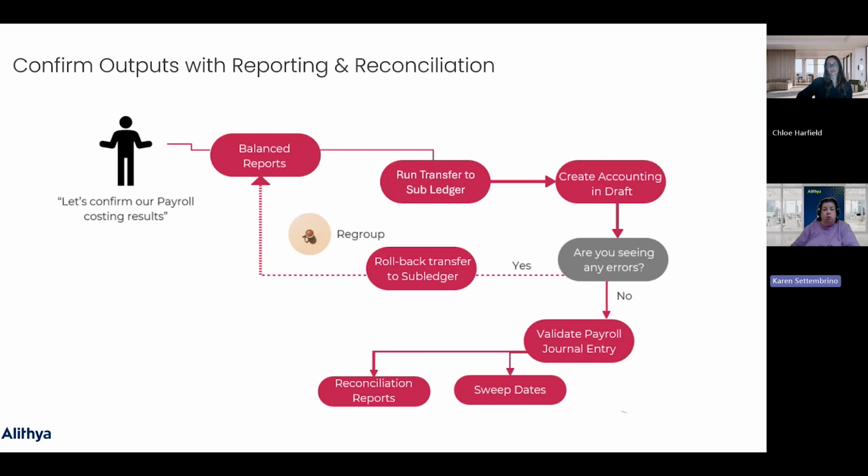If you see no errors in this validation report in the create accounting in the draft mode, you can then continue on for your payroll processing and issue your checks, your direct deposits, your taxes, your pay slips, and all of those things. So it's an iterative cycle, and we recommend doing this at the very beginning so that by the time you actually have to post to your general ledger, you have a clean entry.